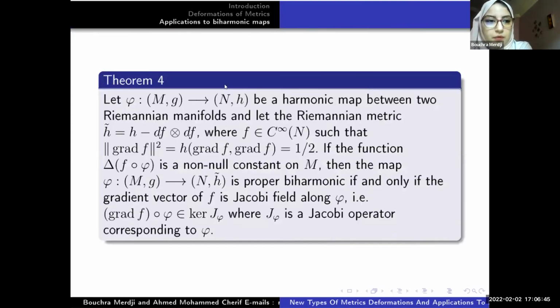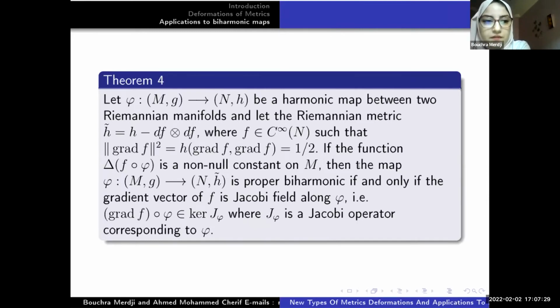So we have theorem number 4. Let var phi be a map between the manifold M equipped with the metric G and N equipped with the metric H. Here we assume that this map is harmonic. And then we give the deformation metric of the codomain, H tilde, which is equal to H minus df tensor product df, and f is a smooth function on the manifold N, such that the squared norm of the gradient of f, which is equal to H applied to gradient f, gradient f, is equal to 1/2.